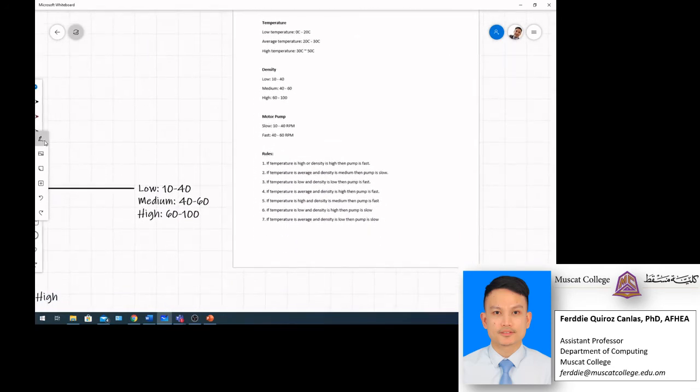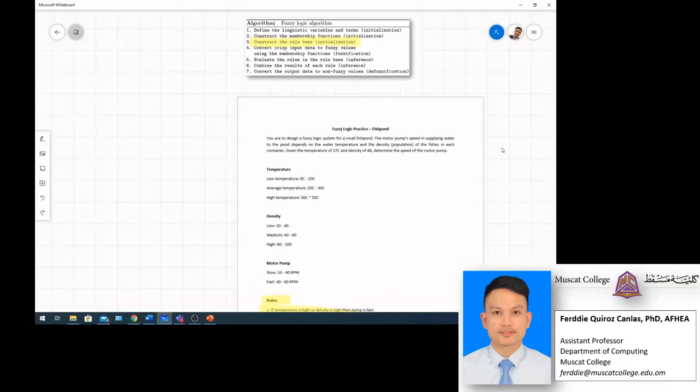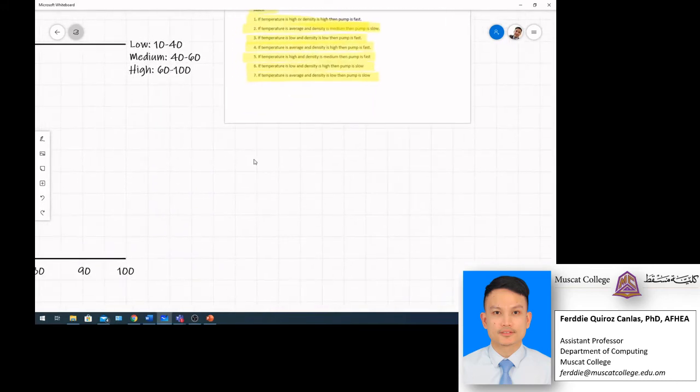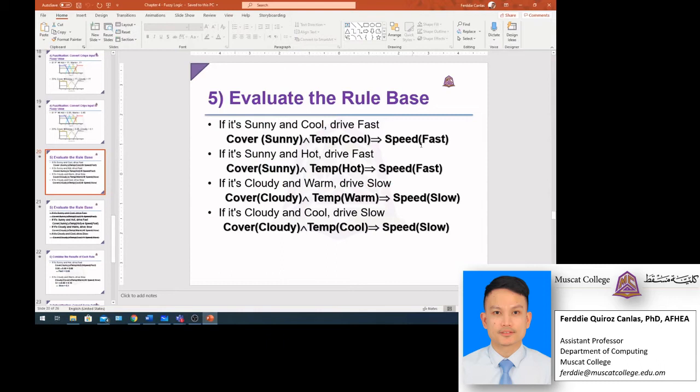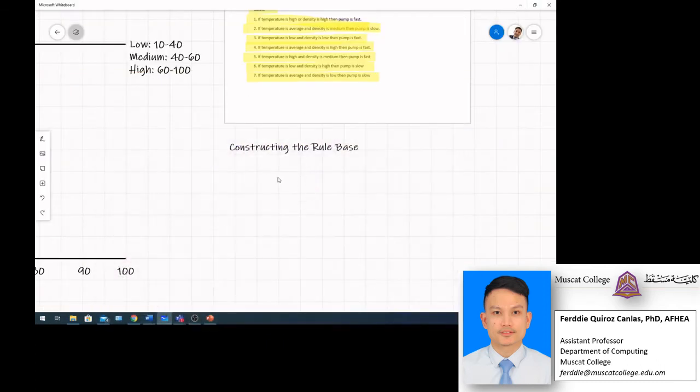Okay, so we need to work on this part of the screen, the rules. So please focus on this. We need this. Okay? So, as per the requirement, we have to construct the rule base. Okay. So, we have here the temperature. So, let's go with the step here in the PowerPoints, how do we get the syntax. It's like this, right? Cover, sunny, then like this. Okay? So, we will be using the rule base. The first rule is this.